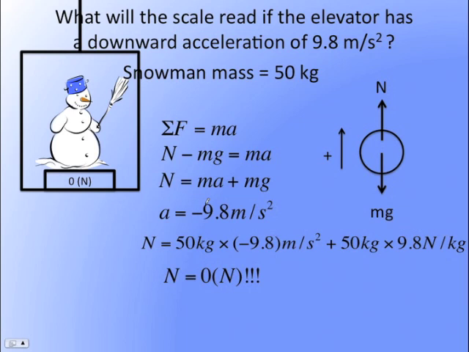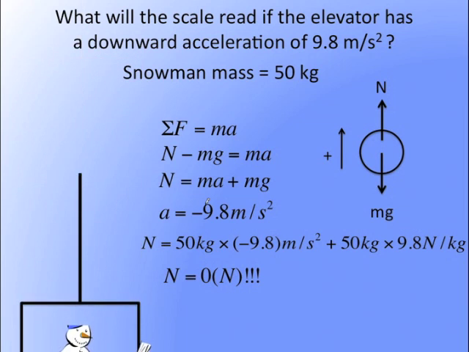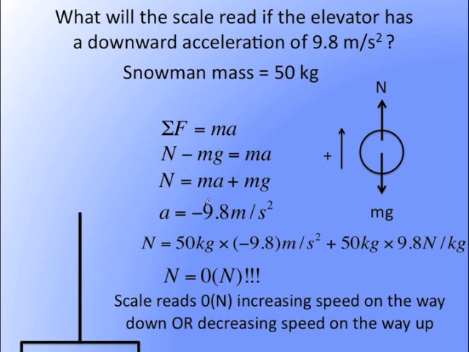And if the snowman were to let go of his broom and his hat in this situation, they might float around the elevator cabin as he is in free fall. And this would be true whether you're increasing speed on the way down in free fall or if the elevator cable were to break as you're going up, you would also have a 0 scale reading as you're decreasing speed on your way up. That surprises people.